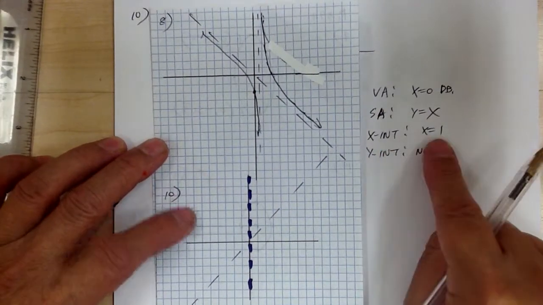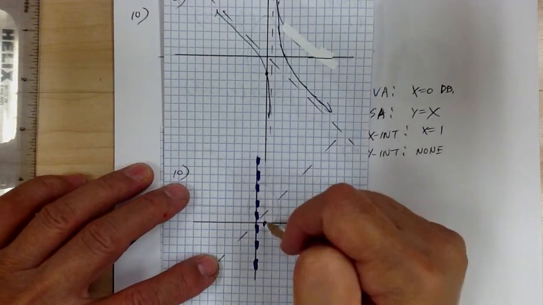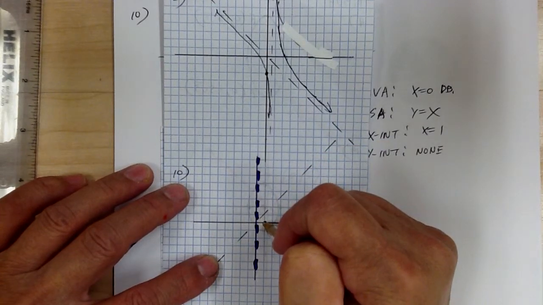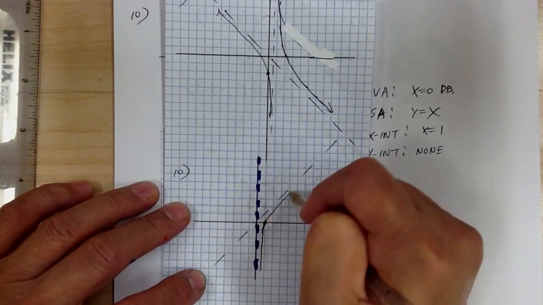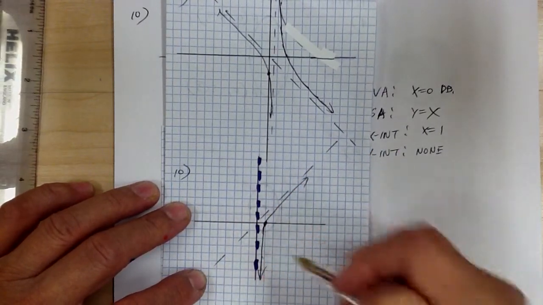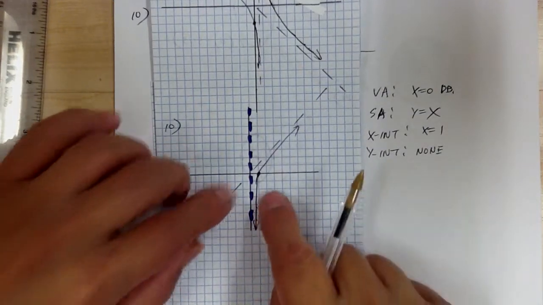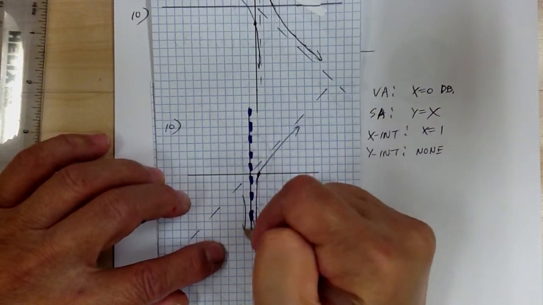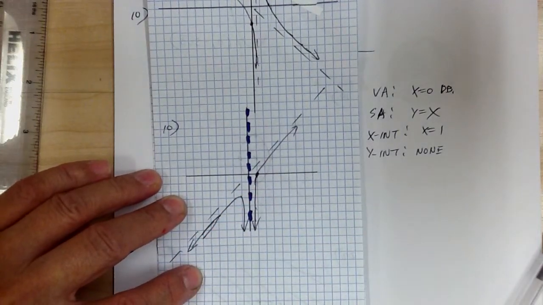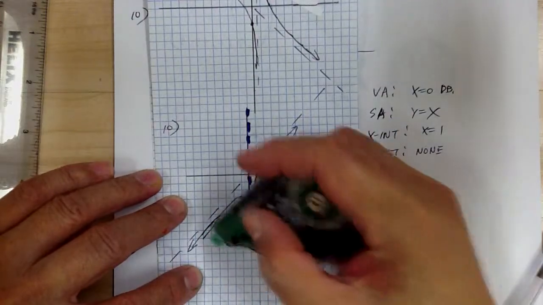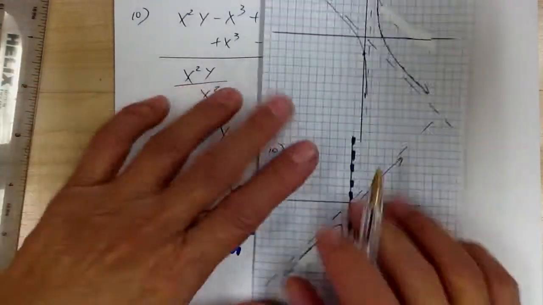Okay, x-intercept is when x equal to 1. Since this is over here, this is gonna go this way. Now again, this is a double, so when a double, they will go in the same direction. So this will go like this. And again, double check.